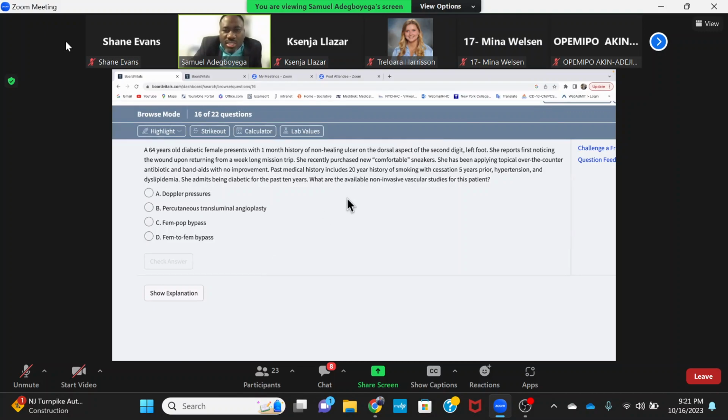If you just go to the last sentence, what are the available non-invasive vascular studies for this patient? Can it be D? No. C and D are... Can it be C? No. Can it be B? No. So what's the answer? A. That's right.